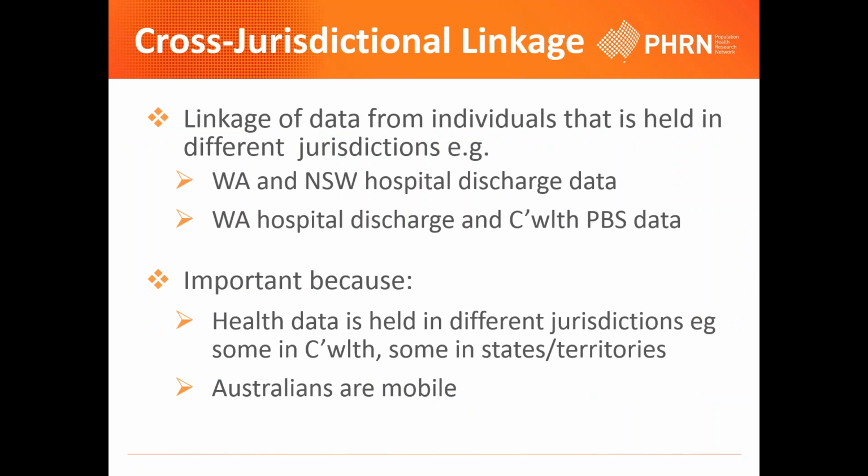So just to give a clearer example of what I mean by cross-jurisdictional linkage, this is the linkage of data from individuals that's held in different jurisdictions. For example, you might want to link hospital data from people in both Western Australia and New South Wales, or hospital data from Western Australia with Commonwealth PBS data. And as I mentioned before, that's important because health data is held in different jurisdictions, but also because Australians are mobile. They have health services in multiple jurisdictions, and sometimes it's really important to know that.